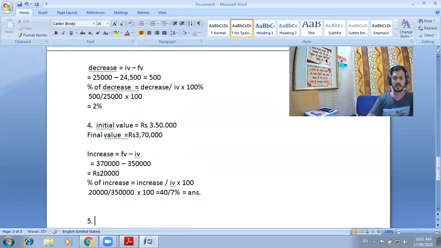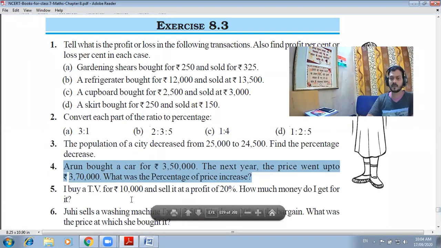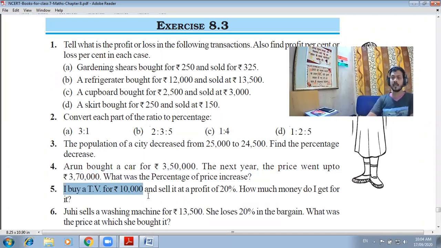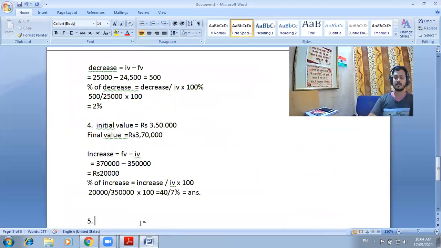Okay, fifth one, what is given in the fifth one? Read carefully. I buy a TV for rupees 10,000 and sell it at a profit of 20%. How much money do I get for it? I bought a TV for rupees 10,000. I bought means the cost price of the TV is 10,000, and I sell it at a profit of 20%. How much money did I get for it? Means what is the selling price of the TV?